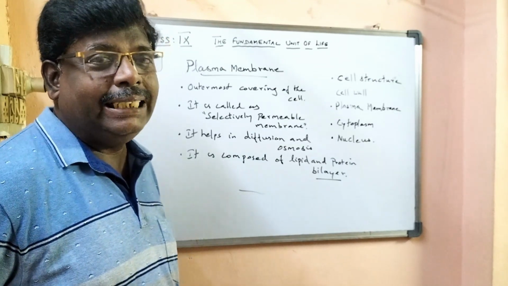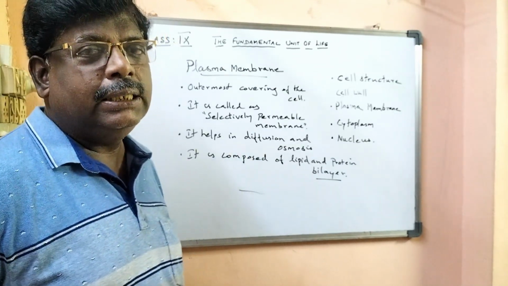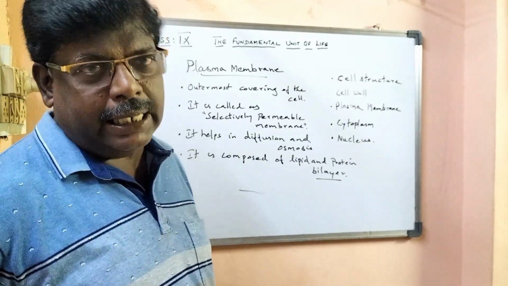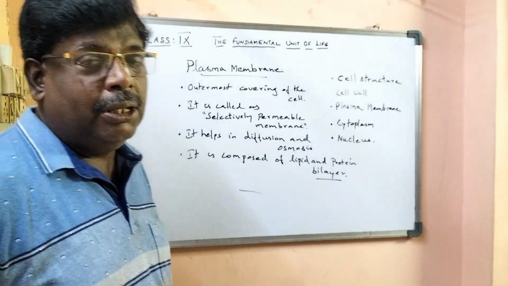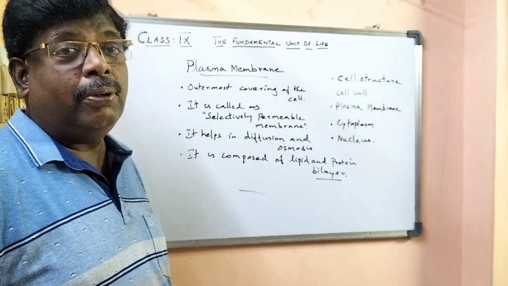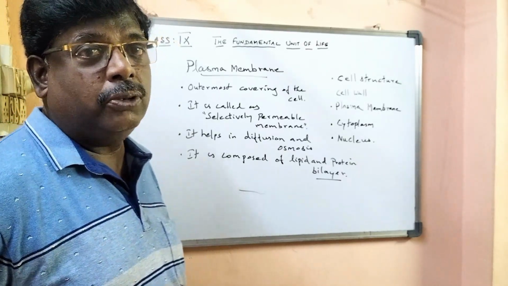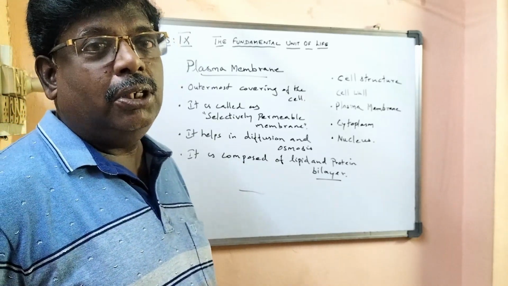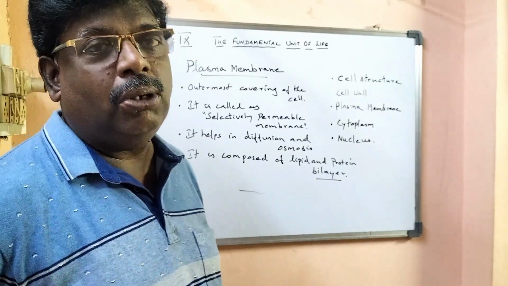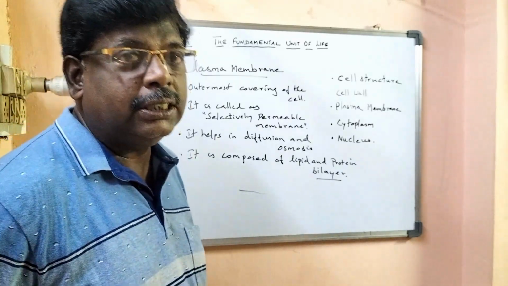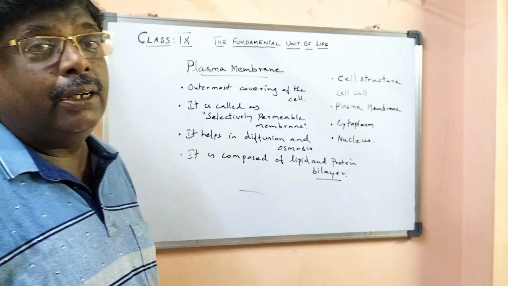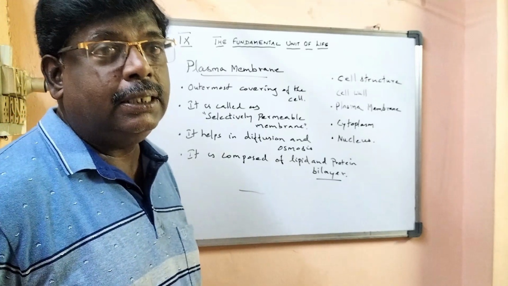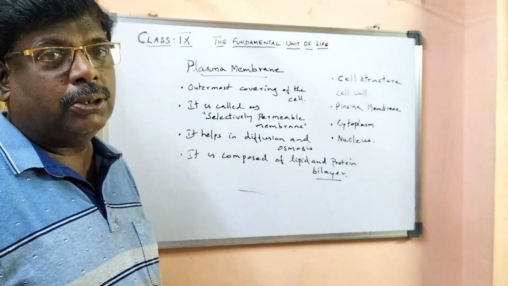The plasma membrane is known as a selectively permeable membrane. It will allow certain substances to pass through. The rest of the substances cannot enter the cell. In that way, it helps in two important processes: diffusion and osmosis. You must have heard about diffusion and osmosis, where the solution passes from a higher concentration to a lower concentration. In case of osmosis, it is through a semi-permeable membrane or selectively permeable membrane. So in this way, plasma membrane helps in diffusion and osmosis.